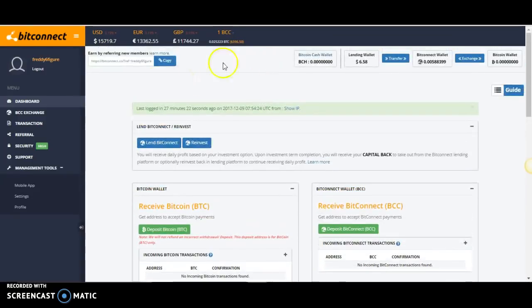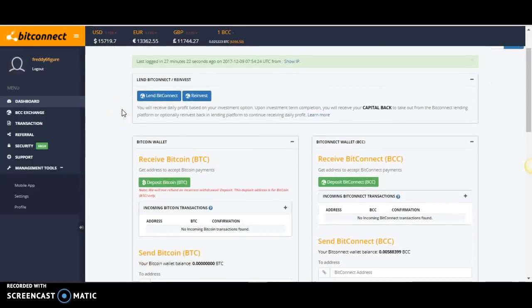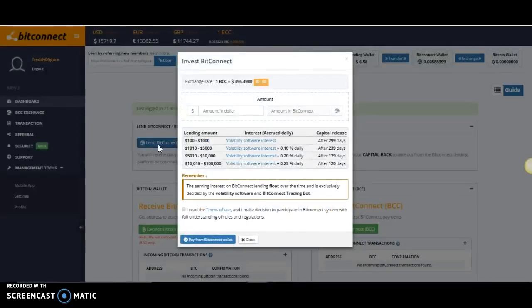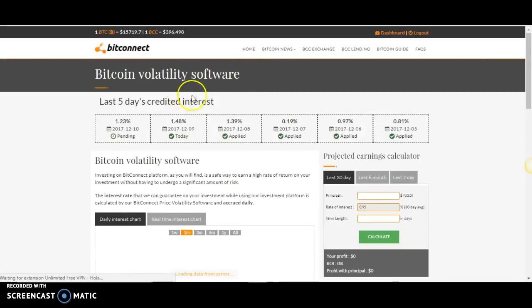Now, once you're here, this is the nitty-gritty. This is the system. This is what's going to give you your daily profits, guys. So I will make a next video on how to do the conversion, but just to summarize everything, you would come here after you convert your Bitcoin into BitConnect coin. You would come here and make your investment. Now you see an investment from $100 to $1,000 would run you for 299 days. They would have the money locked up. However, on a daily basis, you'd be getting profit based on the percentage.